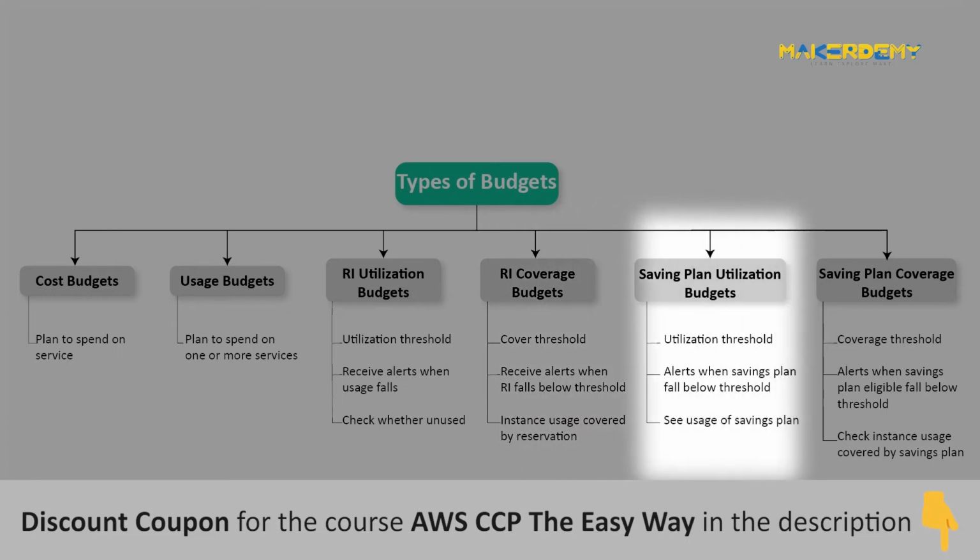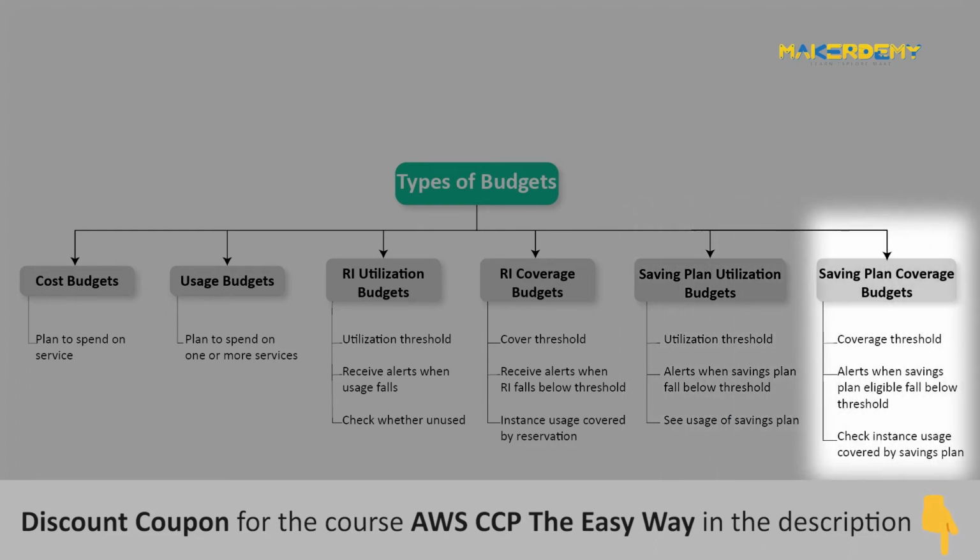Savings plans utilization budgets. Define a utilization threshold and receive alerts when the usage of your savings plans falls below that threshold. This lets you see if your savings plans are unused or underutilized. Savings plans coverage budgets. Define a coverage threshold and receive alerts when your savings plans eligible usage that is covered by savings plans falls below that threshold. This lets you see how much of your instance usage is covered by savings plans.